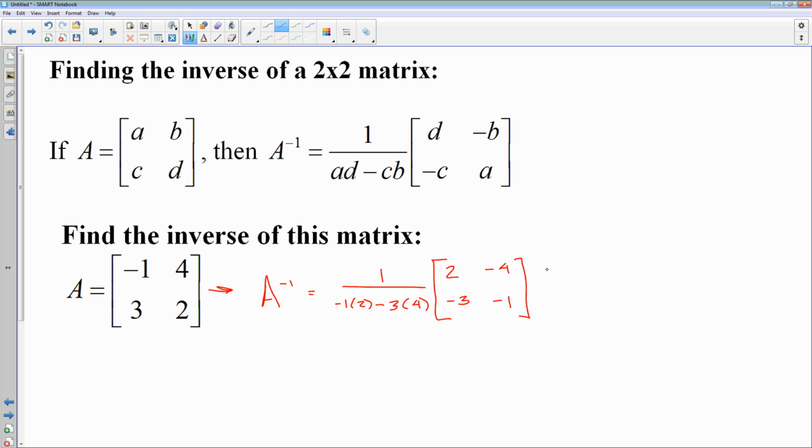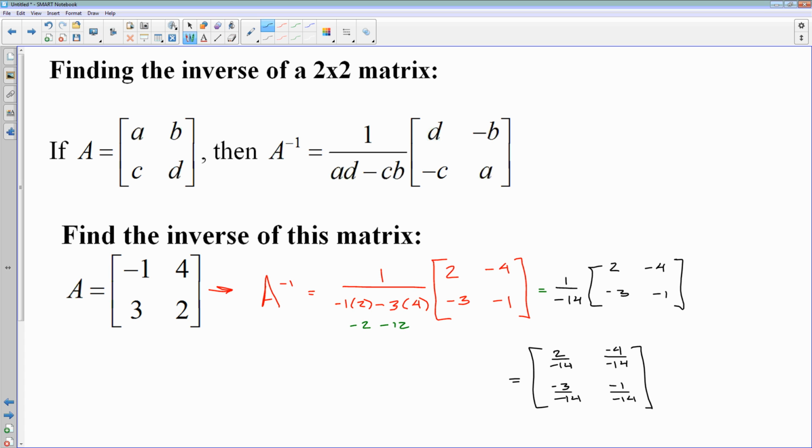And then we start cleaning that up. So negative 2 minus 12, that's going to be negative 14. So we have 1 over negative 14 times the matrix 2, negative 4, negative 3, negative 1. And then when you multiply that through, you simply multiply each element inside the matrix by negative 1/14. So that would be the matrix 2 over negative 14, negative 4 over negative 14, negative 3 over negative 14, and negative 1 over negative 14.